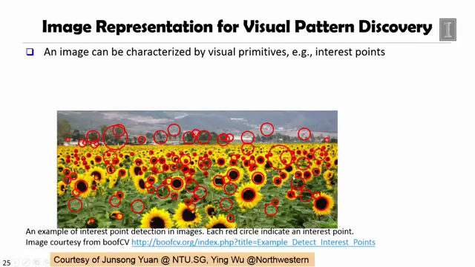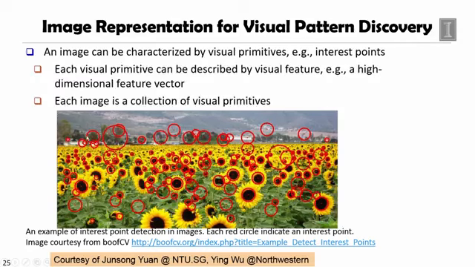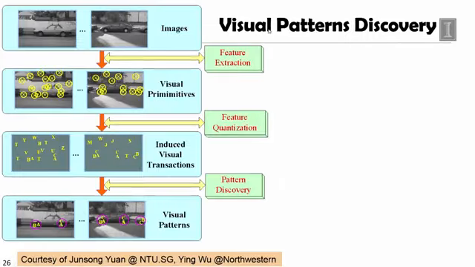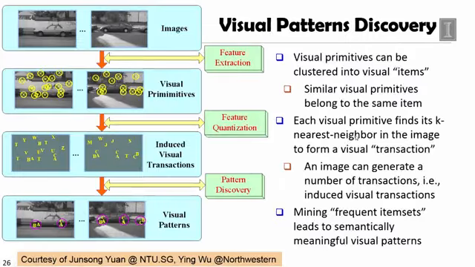For this image, we may find there are many interest points. These interest points we call visual primitives. Every visual primitive can be described by a set of visual features, or you can think of it as a high dimensional visual feature vector. Each image is a collection of visual primitives. Then we'll study how to turn those visual primitives into patterns and how to do pattern mining on a large number of images. That means we want to study the visual pattern discovery problem.